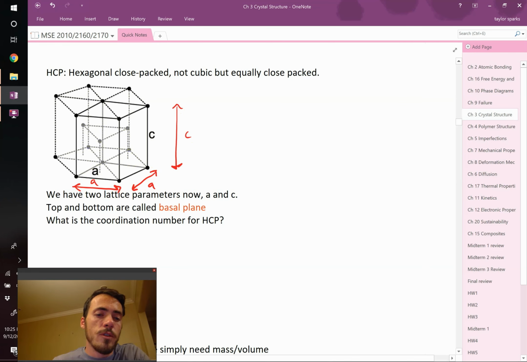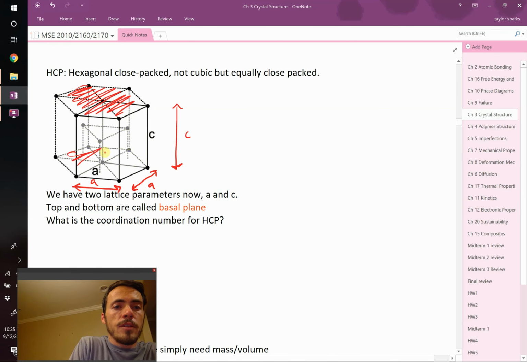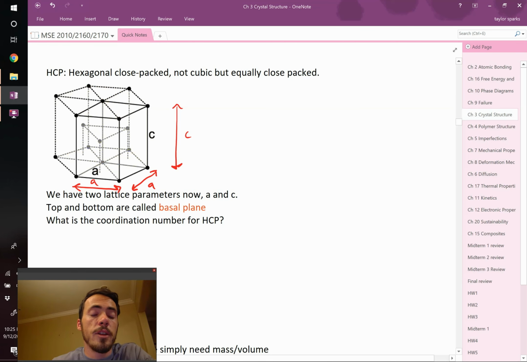So for the first time, we have to have 2 different lattice parameters. We can't just have one to describe the volume of the unit cell. We need a and we need c, right? Now the top and bottom planes get a special name. This whole plane up here and this bottom one down here, those are called the basal planes, okay? The basal planes. Now the question is, what would be the coordination number for hexagonal close packed? What do you think it is here? So you can go ahead and pause the video and discuss what should be the coordination number.